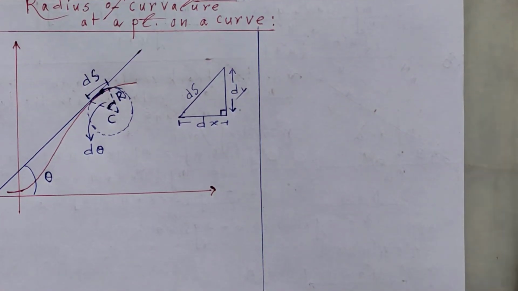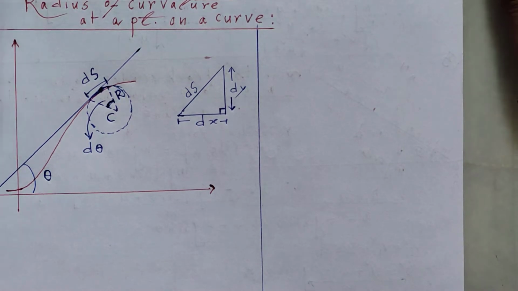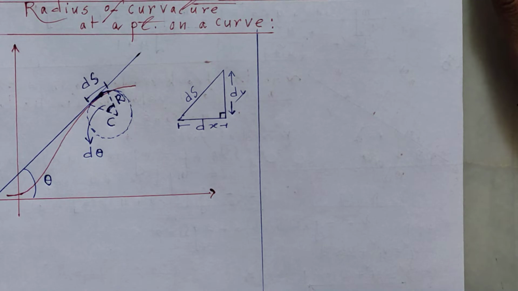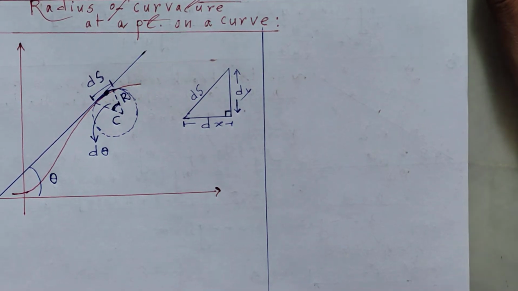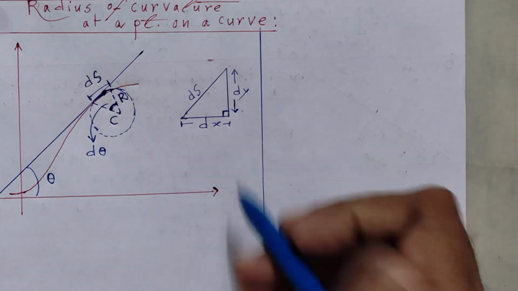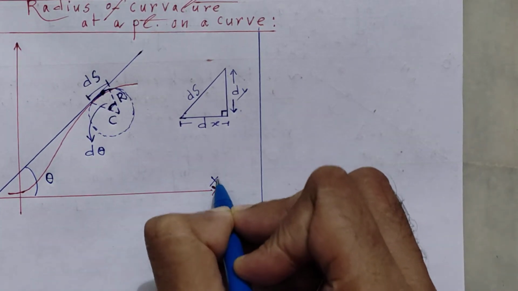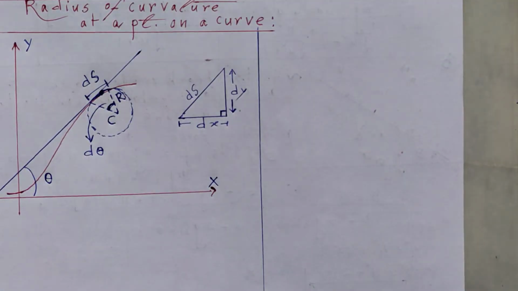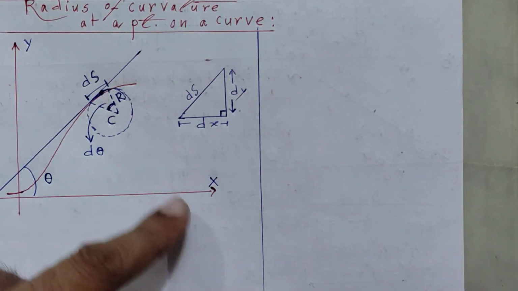Hello my dear students, in this particular problem we will understand how to find the radius at a particular point on a curve. So suppose you have a curve which looks like this. I have chosen the two axes, x-axis and y-axis. So this curve basically lies on the xy plane.